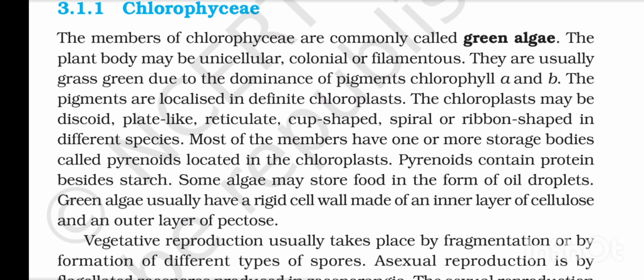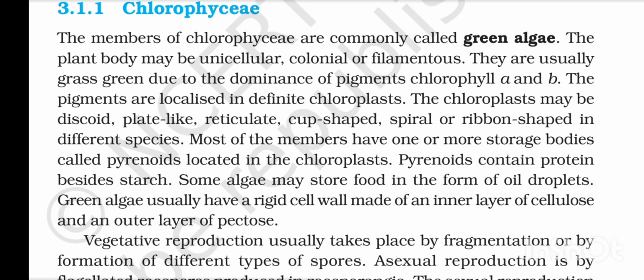The chloroplast may be discoid, plate-like, reticulate, cup-shaped, spiral, or ribbon-shaped in different species. Most of the members have one or more storage bodies called pyrenoids located in the chloroplast. Pyrenoids contain protein besides starch. Some algae may store food in the form of oil droplets.